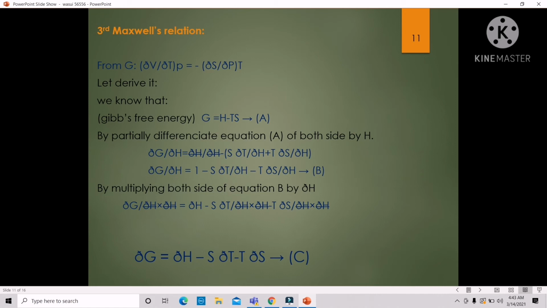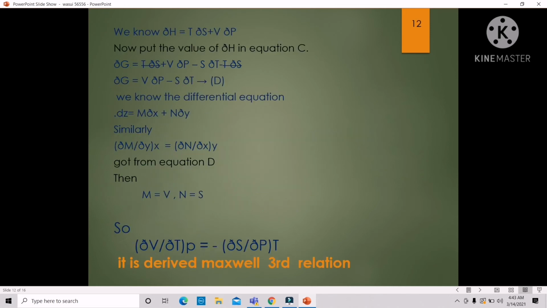Evaluating, we will get change in Gibbs energy, which is equal to change in enthalpy minus entropy times change in temperature, minus temperature times change in entropy. We have found equation C. So we have just replaced the change in H with some other form. We know that change in enthalpy is equal to T ∂S plus V ∂P. We just have to put it in the place of change in H in equation number 3.